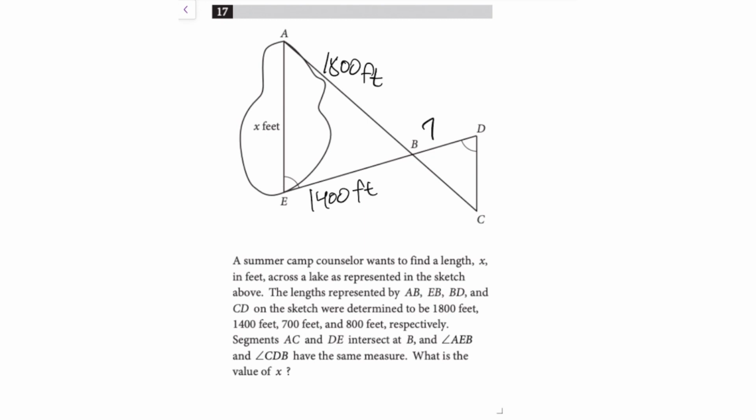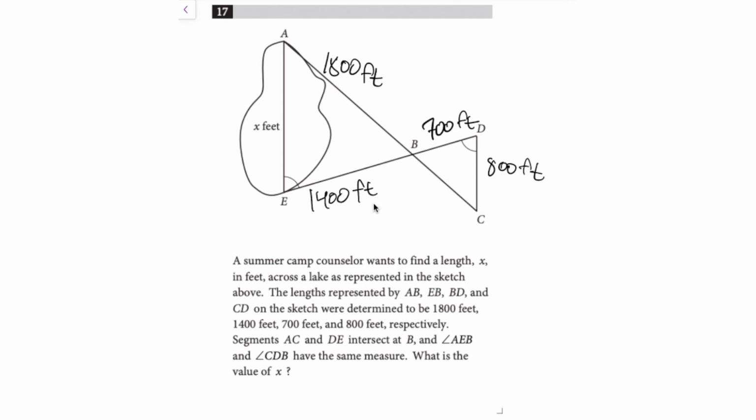BD is 700 feet. And then CD is 800 feet. And I know that these triangles are going to be similar because I have this angle and this angle that are the same, and then these two angles are vertical angles. Anytime we have intersecting lines, the angles across from each other are going to be vertical, so these are the same as well. So I know I can write a proportion because similar triangles have proportional side lengths.